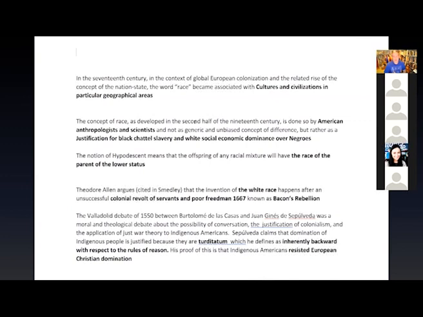Then the next concept, still in the early area of concepts of race and the genealogy of it, is the notion of hypodescent, which hopefully everyone is pretty clear about. The notion of hypodescent means the offspring of any racial mixture will have the race of the parent of the lower status. One thing that's important, just as a clarification, is that the notion of hypodescent means there is no mixed race. Some people are a little confused about that in the context of some of the midterm questions about this concept. Literally, there is no mixed race.